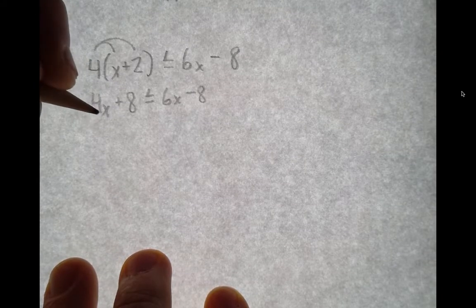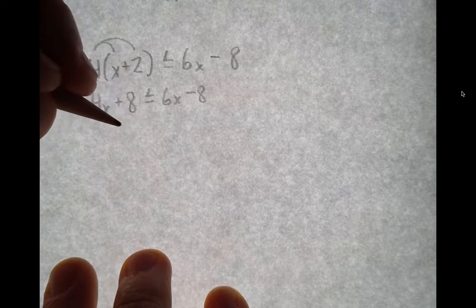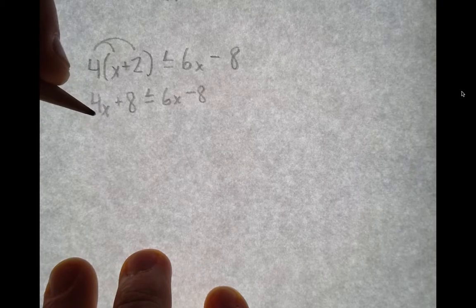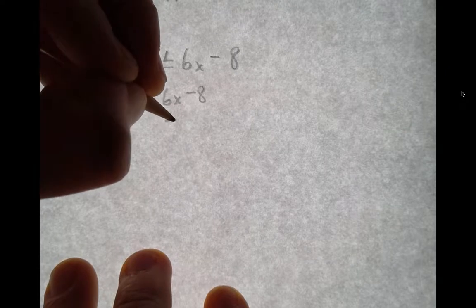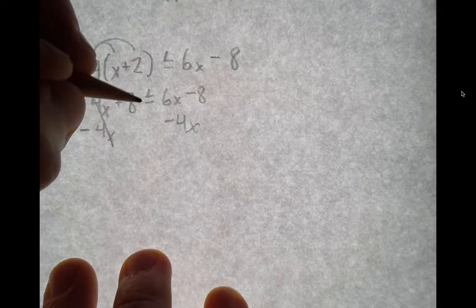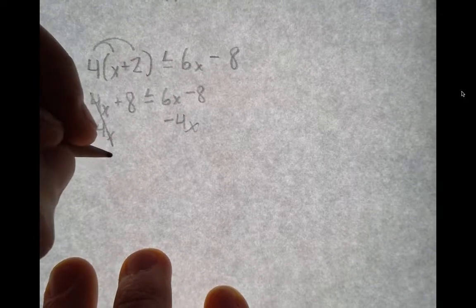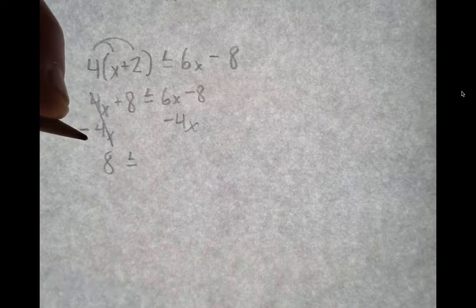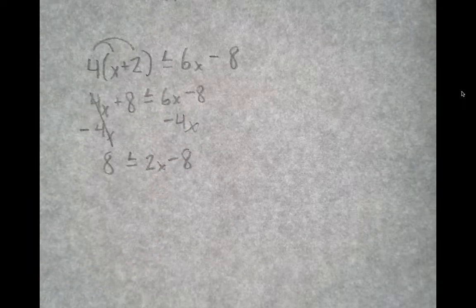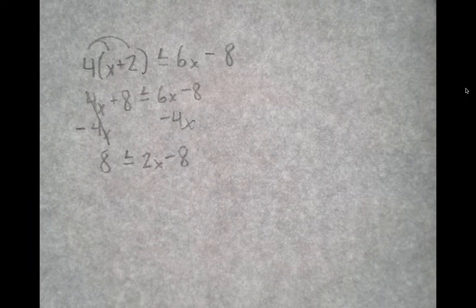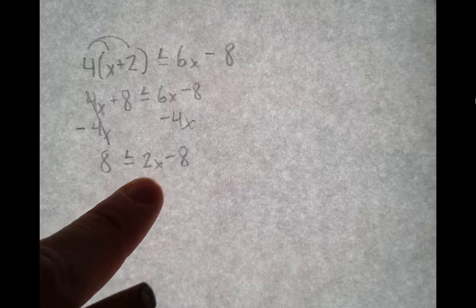And I'm going to move all the x's onto that side. I know I like having x's on the left, but I like having positives even more. So I'm going to subtract 4x from both sides. That way I get all the x's onto one side. I'm left with 8 is less than or equal to 2x minus 8.